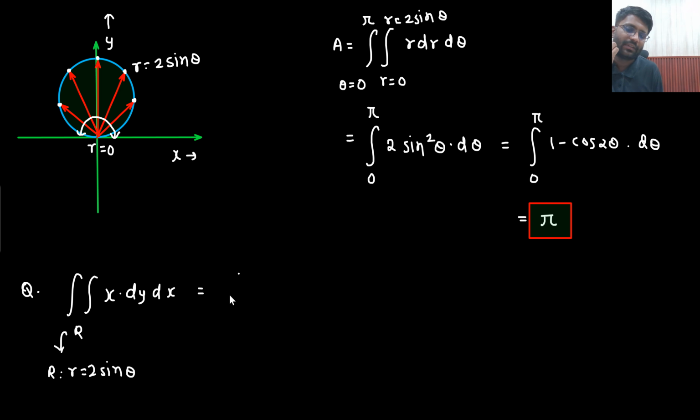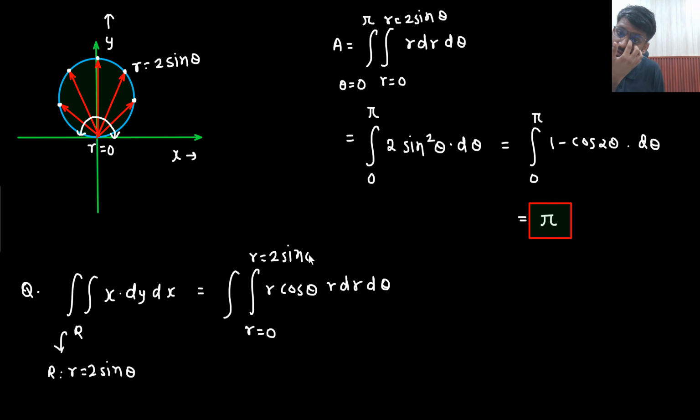So what you will do? Sir, what is x? x is nothing but r cos theta. What is dx dy? That is nothing but r dr d theta. From where to where is r going? Sir, r is going from 0 to 2 sin theta. And from where to where is theta going? Theta is going from 0 to pi. So what you are getting?